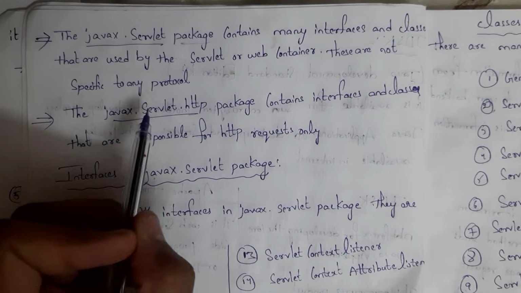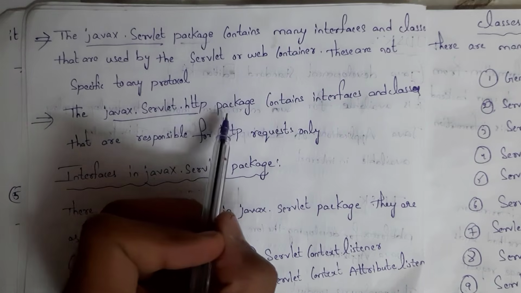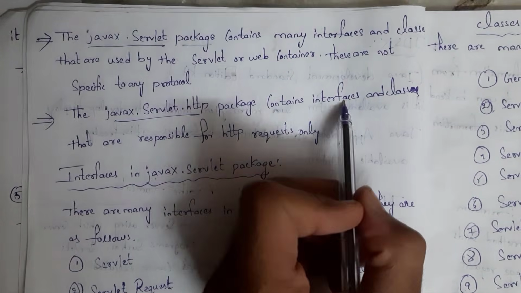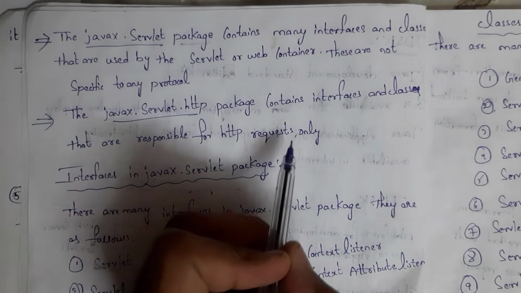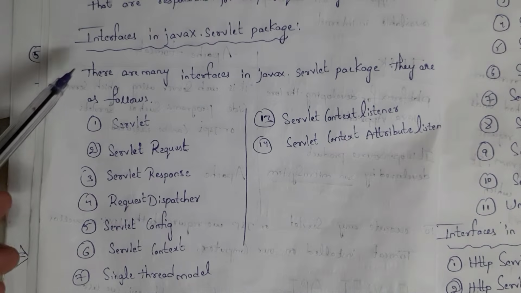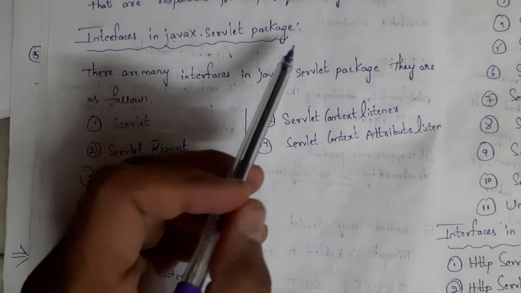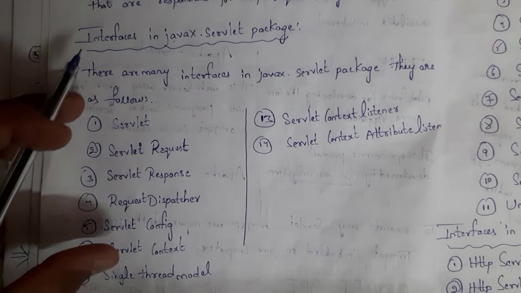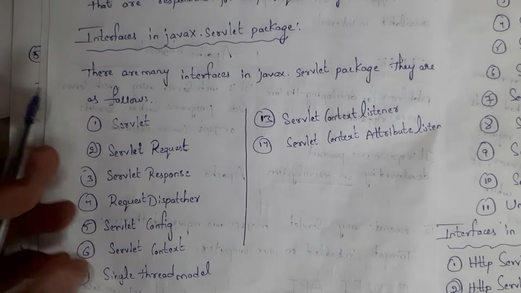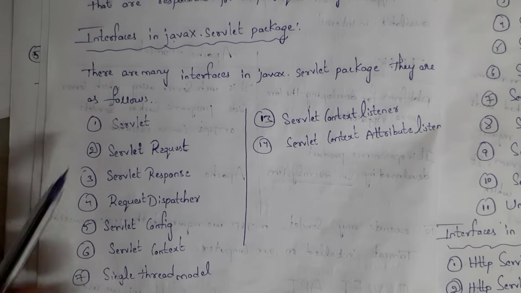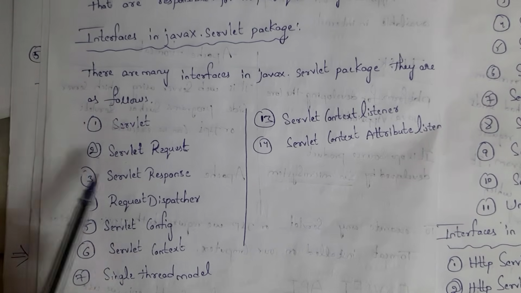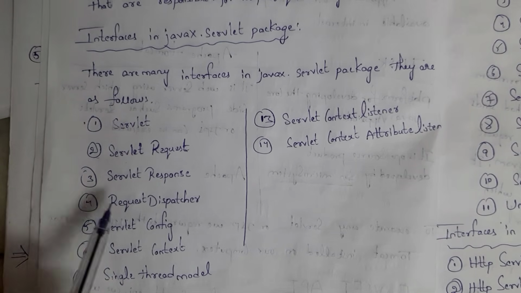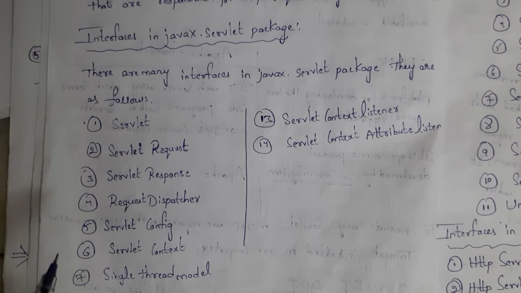Whereas the javax.servlet.http package also contains interfaces and classes, and these are responsible for handling HTTP requests. These are the interfaces in the javax.servlet package. You need to remember all this in your exam. You need to write at least 5 in your exam. First one is Servlet, and next one is ServletRequest. Third one is ServletResponse. Fourth one is RequestDispatcher, and fifth one is ServletConfig.